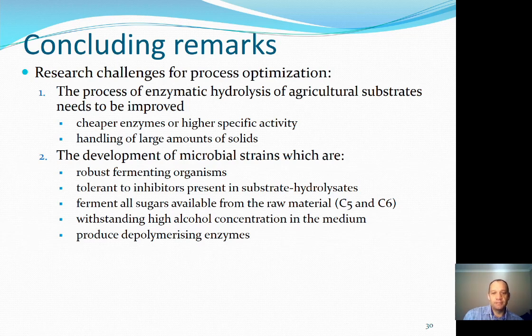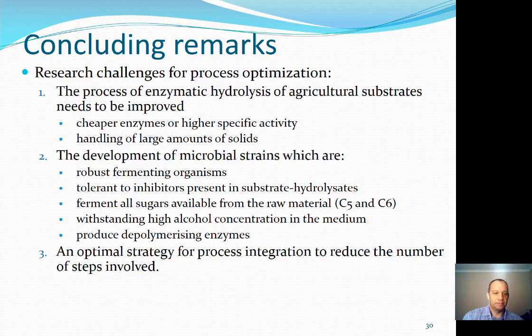So there are organisms that will use all of the sugars that are available in lignocellulosic biomass, but they can't withstand high ethanol production levels or high ethanol concentrations. We need to be able to produce depolymerizing enzymes more efficiently. So our cellulases, for example, we want to be able to produce cheaper, or we want our organism that is actually also going to do the fermentation to be able to produce its own depolymerizing enzymes.